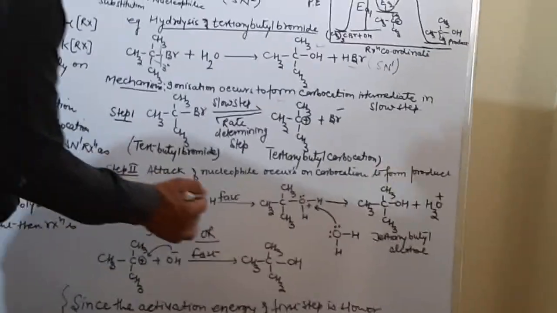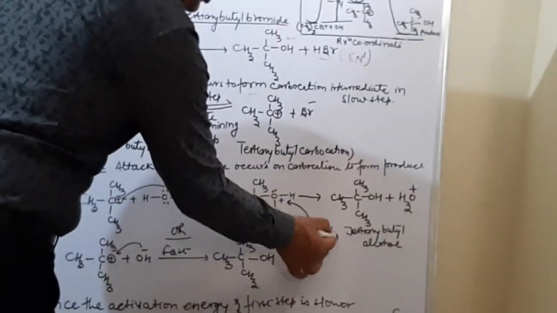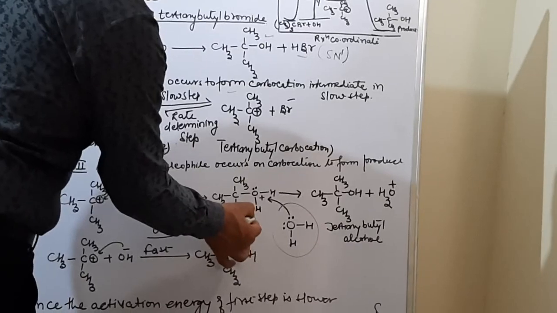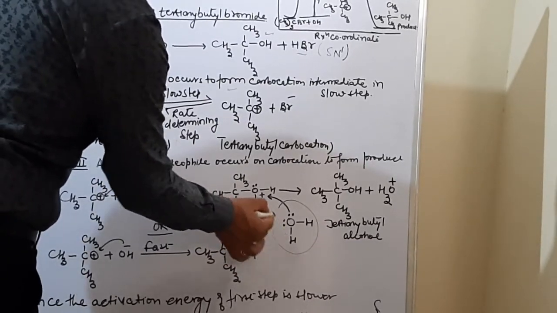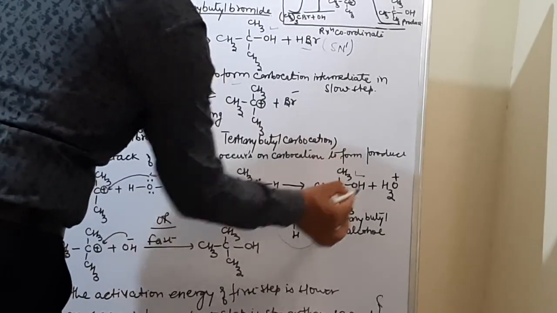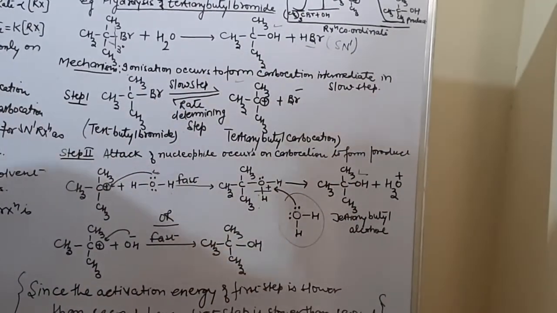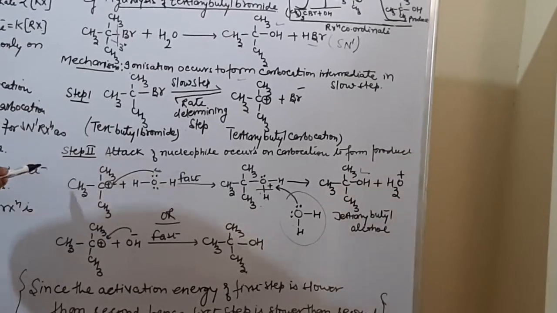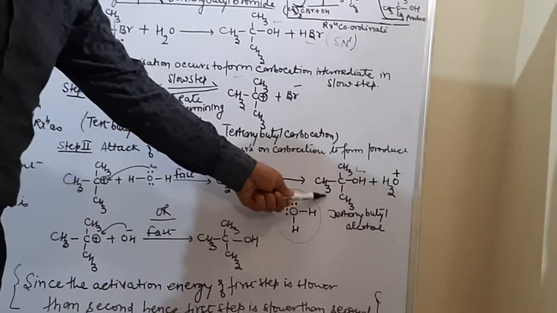Now in the next step, what will happen? Another water molecule will attack on this, and when it attacks, it will result in the formation of hydronium ion. This bond will cleave from here, and this will result in the formation of tertiary butyl alcohol. So just see over here, what is obtained? Tertiary butyl alcohol.